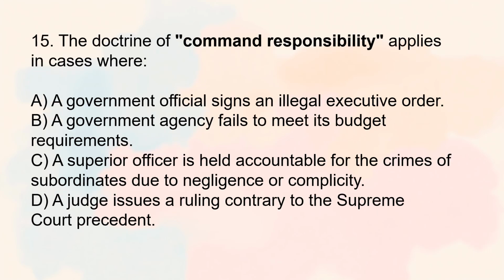Number 15. The doctrine of command responsibility applies in cases where letter A, a government official signs an illegal executive order, letter B, a government agency fails to meet its budget requirements, letter C, a superior officer is held accountable for the crimes of subordinates due to negligence or complicity, letter D, a judge issues a ruling contrary to the Supreme Court precedent.